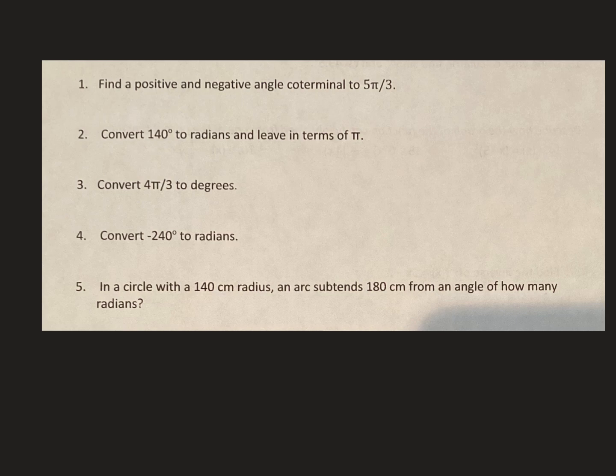All right, guys, let's do this review for test 11. The first one, find a positive and negative angle coterminal to 5 pi over 3. Remember, that's same spot, different measure. So you're going to add and subtract 2 pi.